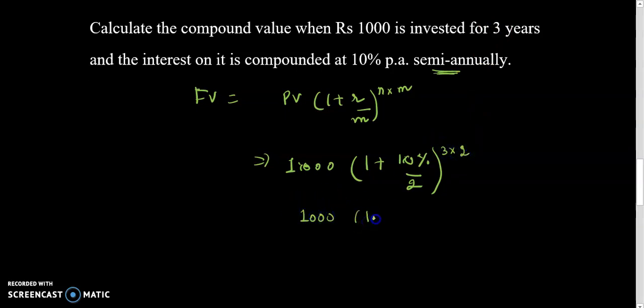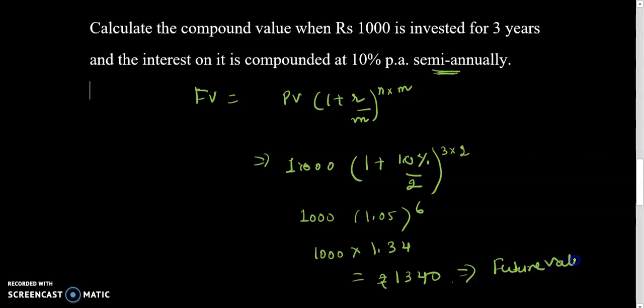1000 times 1.05 to the power 6. If I solve this, this is the future value. In my next video, we will calculate future value using Excel.